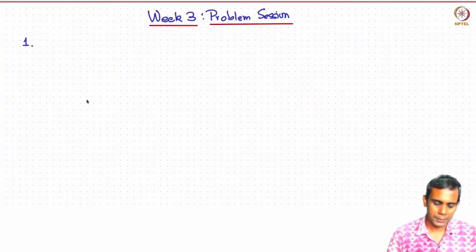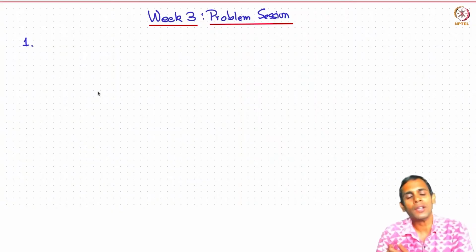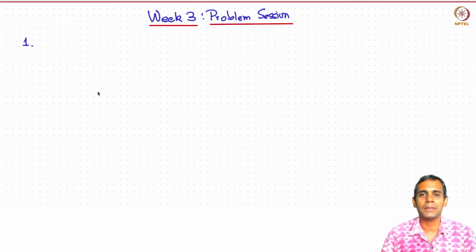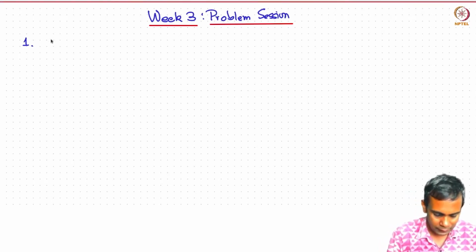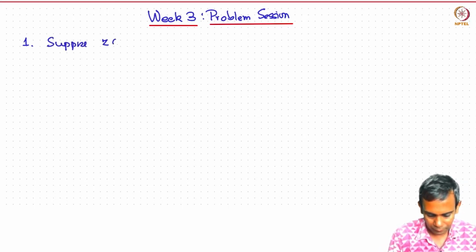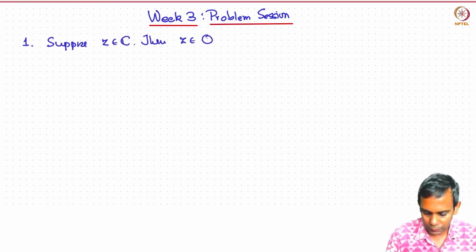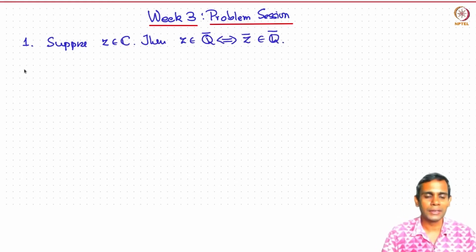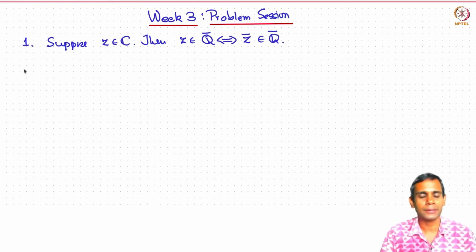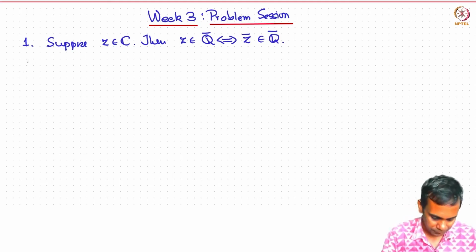Let's solve some problems. For the first problem, recall that Q bar denotes the set of complex numbers that are algebraic over Q. The problem states that suppose Z is a complex number, then Z belongs to Q bar if and only if Z bar belongs to Q bar. Now you can pause the video and try to solve it yourself. And if you can't do it, then go ahead and watch me solve it.